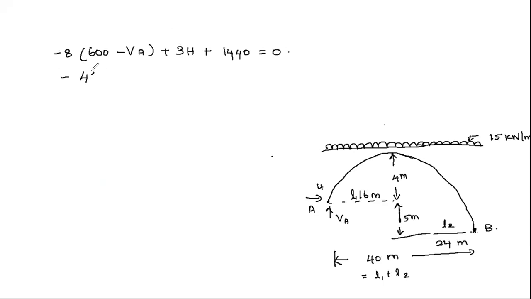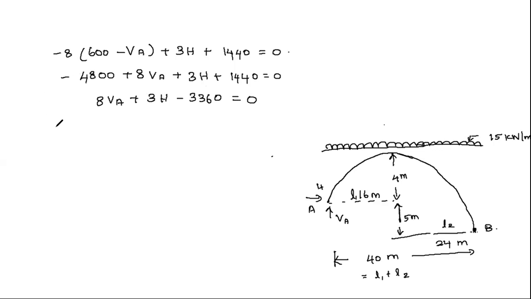So when we try to solve this, minus 4800 plus 8 VA plus 3H plus 1440 is equal to 0. Adding these, 8 VA plus 3H minus 3360 is equal to 0. So now we are taking equation number 1 and multiplying it by 2. We will get 8 VA minus 2H minus 960 is equal to 0.